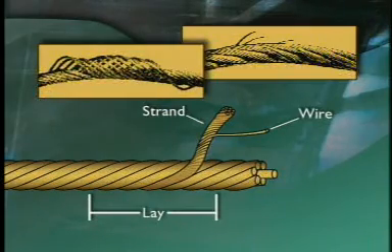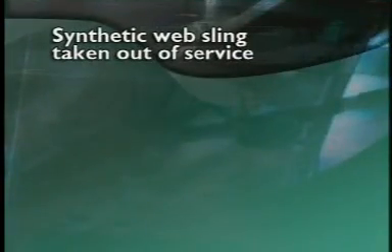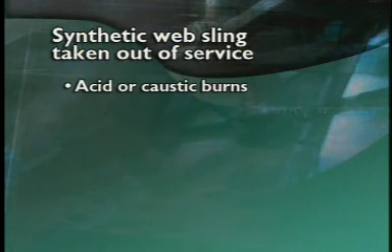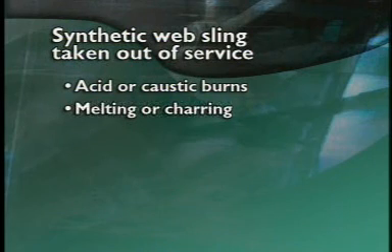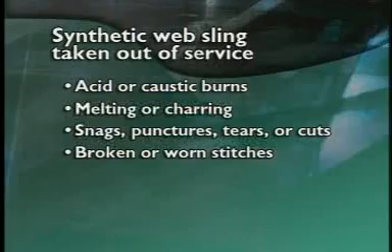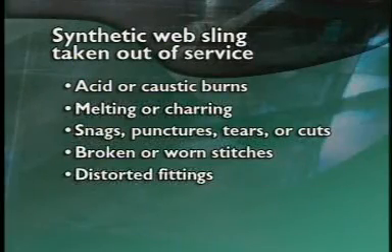You should also check end fittings and other components for any damage that could make the sling unsafe. Synthetic web slings must be immediately taken out of service if they have any of the following: acid or caustic burns, melting or charring, snags, punctures, tears or cuts, broken or worn stitches, distorted fittings.